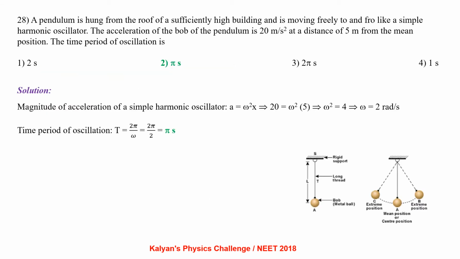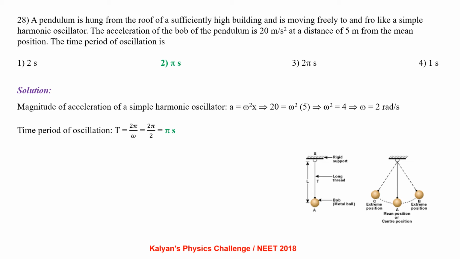A pendulum is hung from the roof of a sufficiently high building and is moving freely to and fro like a simple harmonic oscillator. The acceleration of the bob of the pendulum is 20 meter per second square at a distance of 5 meter from the mean position. The time period of oscillation is.